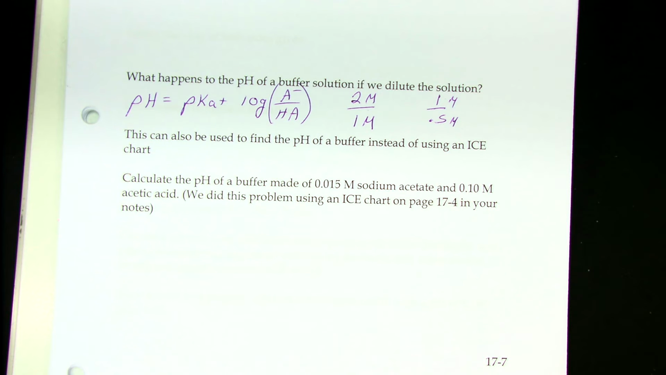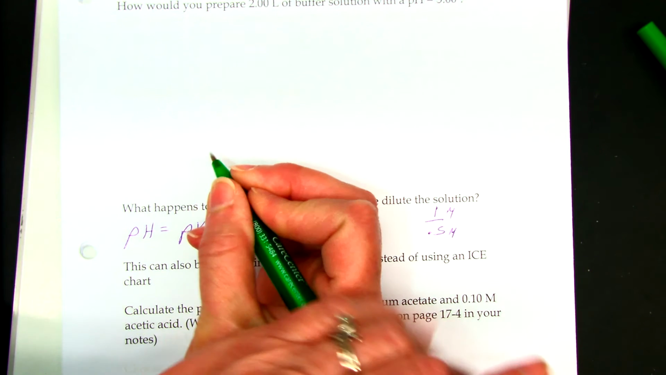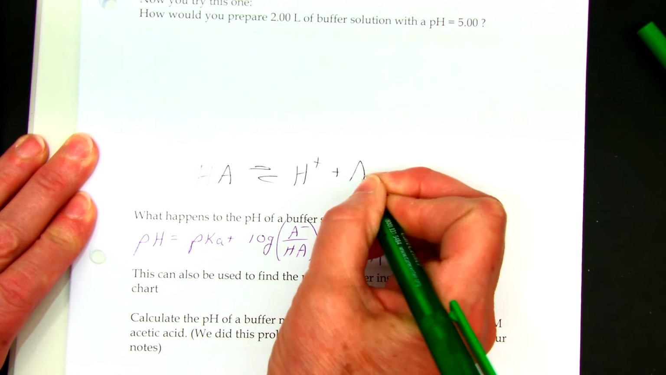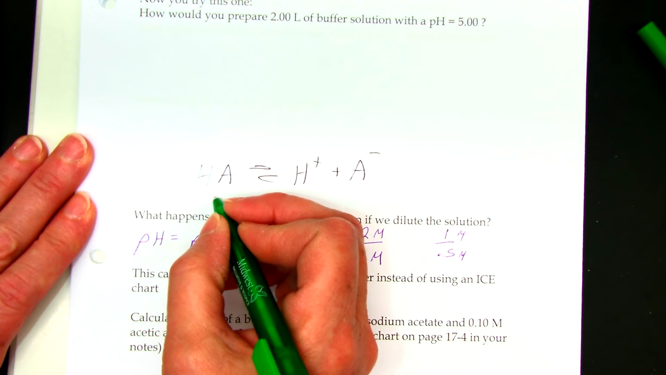But in a buffer, remember that the hydrogen concentration and the A minus concentration are both contributing to the pH. In an acid, where the hydrogen ion is only coming from the acid, the H plus and the A minus are the same. But when you have a buffer, they're not the same. So that changes things. In a weak acid, HA is in equilibrium with H plus and A minus, and we find the pH from some starting concentration.